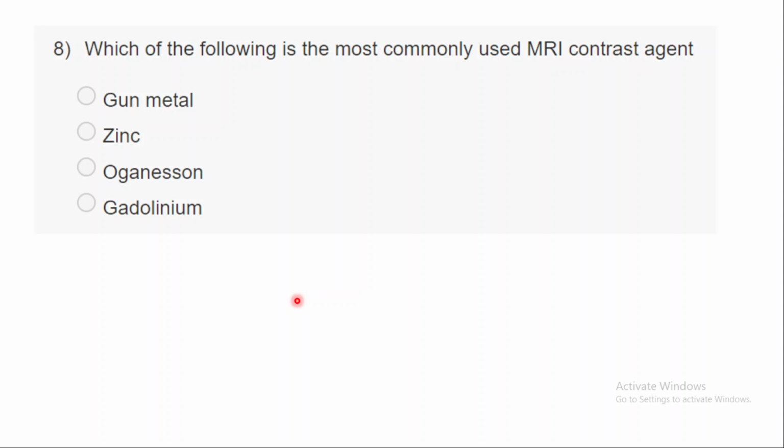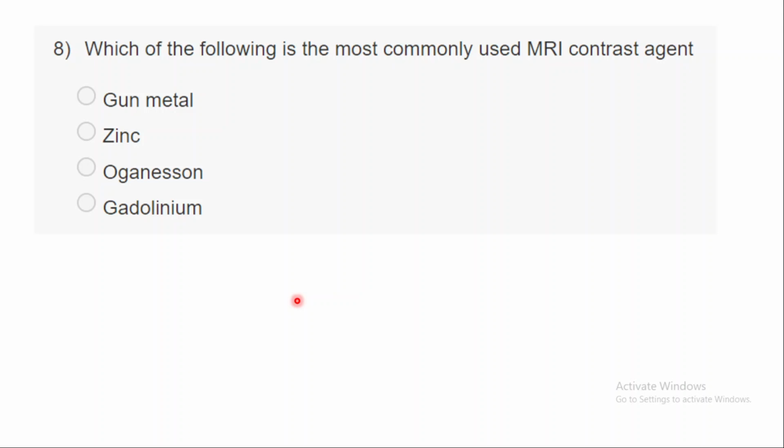Which one do you think is the correct answer to this question? Which one of these is a commonly used MRI contrast agent? Is it gunmetal, zinc, oganesson, or gadolinium? Mention your answer in the chat box.